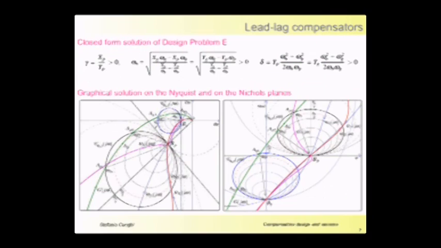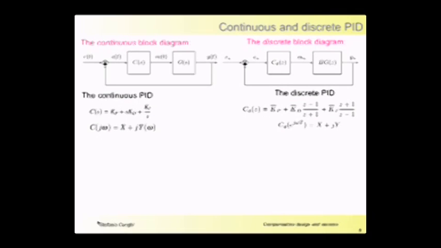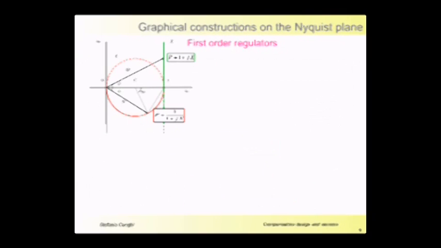Without entering into details, these are the closed-form solution and the graphical solution on the Nyquist and the Nichols planes of the design problem E. We also extended the method to the continuous and the discrete PID regulators. We found very similar relations for both time domains. And in particular, the discrete design can also be obtained from the continuous regulators using bilinear transformation with pre-warping.